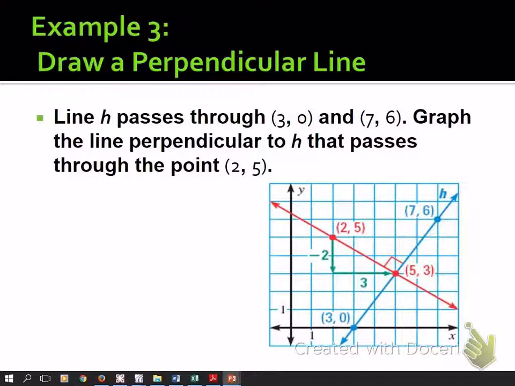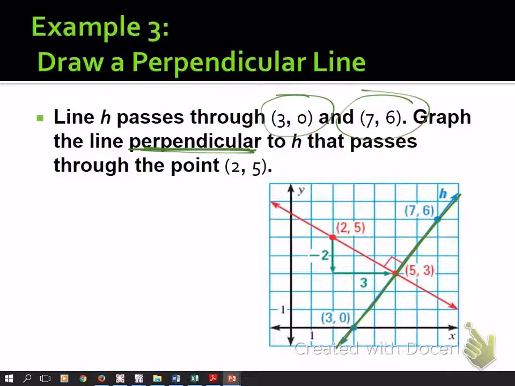Line H passes through (3, 0) and (7, 6). Now this says graph the line perpendicular to H that passes through the point (2, 5). Now the line's already drawn, but I want to show you where that comes from. Well, perpendicular. I want to draw a line perpendicular. I know that if a line goes through these 2 points, then a line perpendicular to that line would have to have an opposite reciprocal slope.